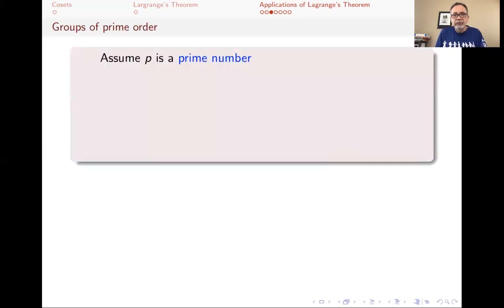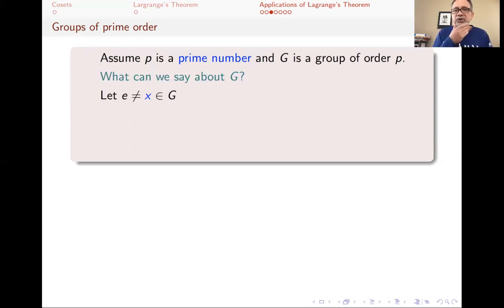We want to apply Lagrange's theorem and try to understand some groups. So let's say that P is a prime number and G is a group of order P. So I'm sitting in my room and a group of order a prime number walks through the door. What can I say about that group? One is not a prime, so there is some element other than identity.